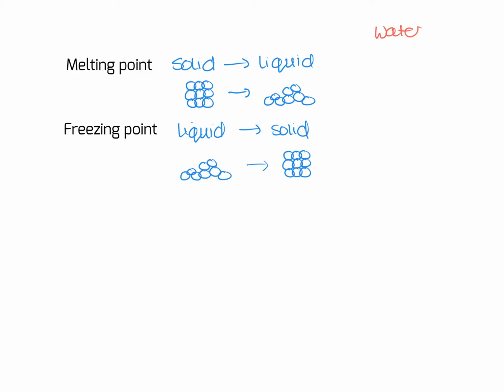That happens at the melting point of water, and the melting point of water is 0 degrees Celsius. The freezing point, so when liquid water, so we've got normal water at room temperature and we cool it down, it turns into ice. That happens at what you might want to call the freezing point of water, and that also happens at 0 degrees Celsius. That means that melting point and freezing point are exactly the same thing.